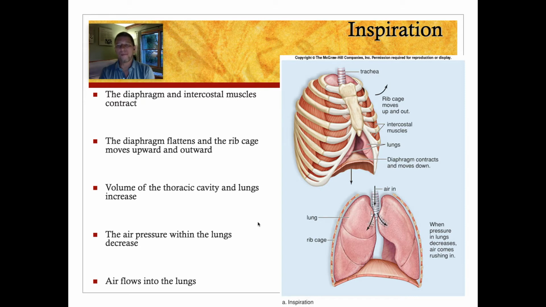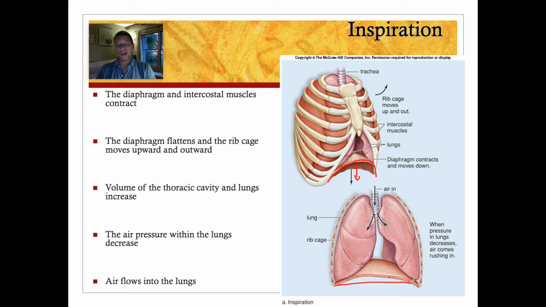Okay. So, let's talk about this process of inspiration, this active process here. The very first thing that happens is that two sets of muscles must contract. The first one is the diaphragm. And you'll notice here that the diaphragm initially starts out in almost a turtle shell kind of shape. And what it does is it moves downward. It kind of flattens out, and you can see it much more flattened in this picture.